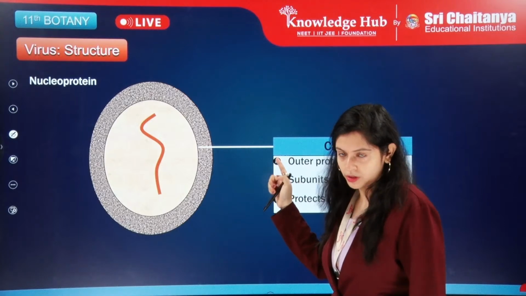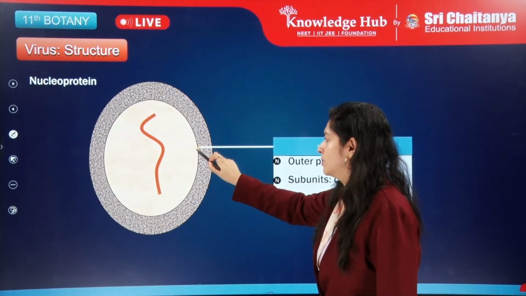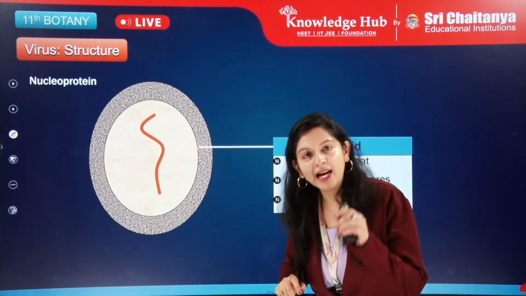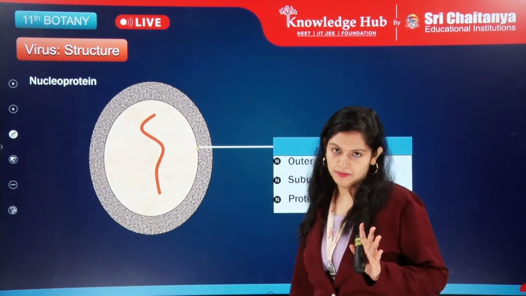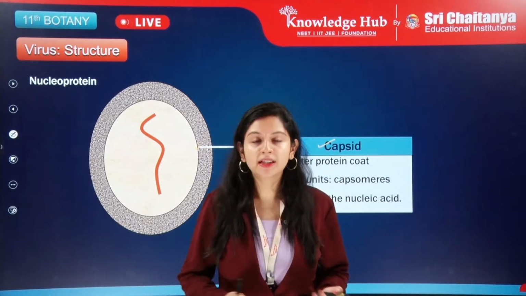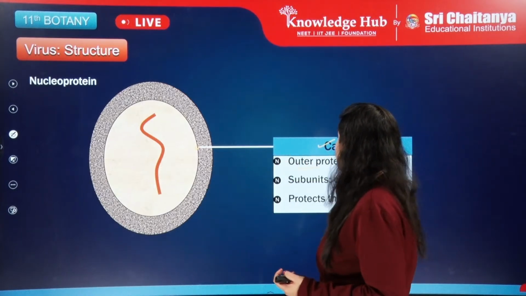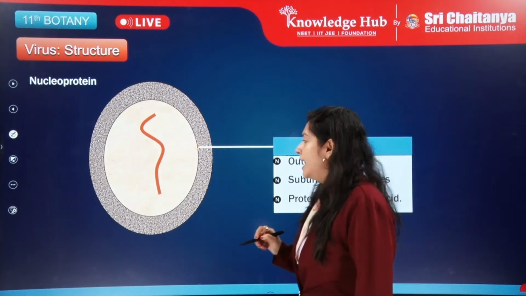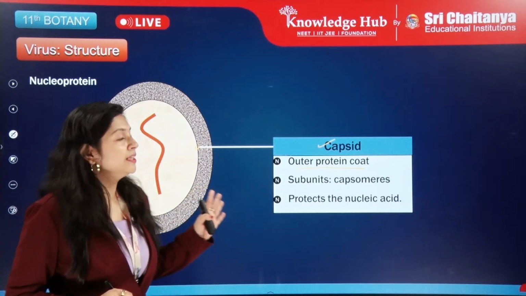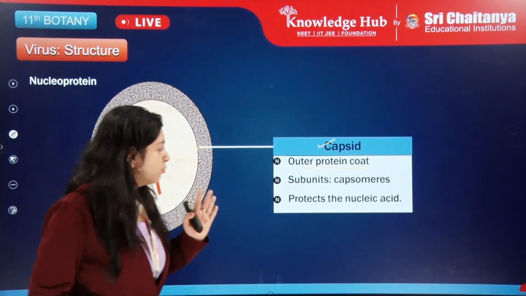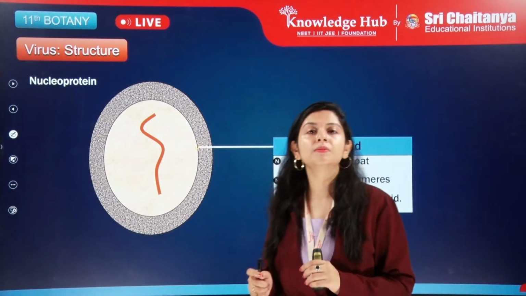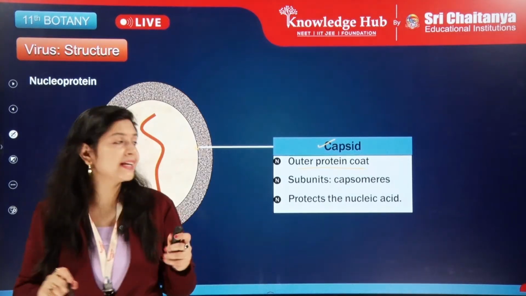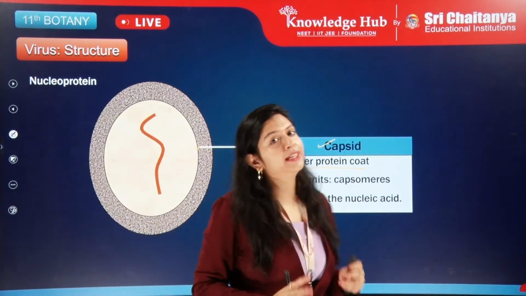The next thing is, what is the inner part? After the protein coat, you have the capsid, which is this one. Immediately after the gray portion which you are seeing, the black portion is the capsid, and it is the outer protein coat. The subunits of it are called capsomers. What is it doing, my dear students? It is basically protecting the nucleic acid, which is present inside.